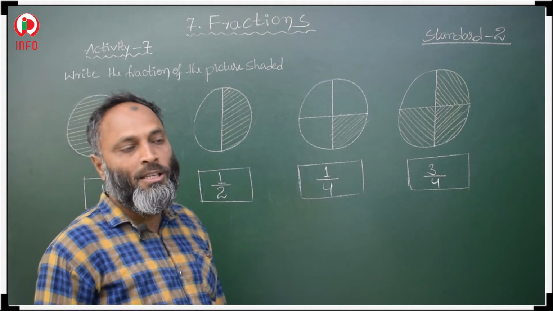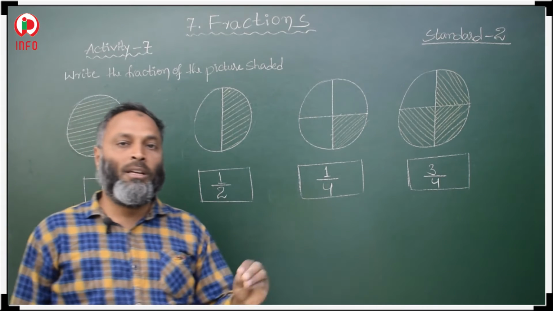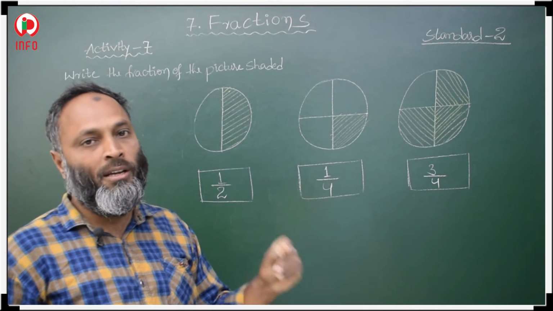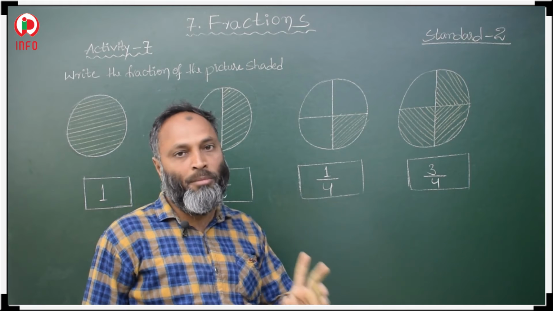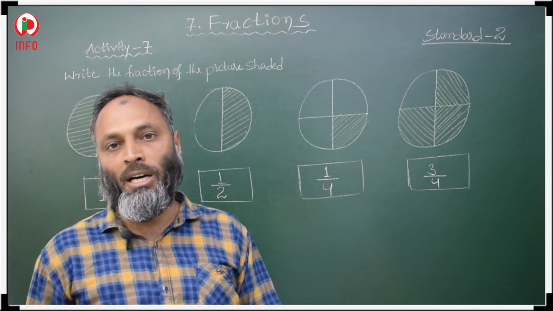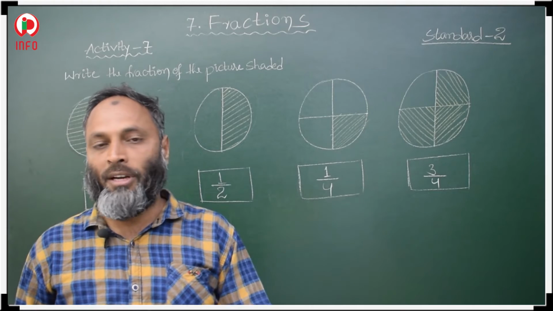Okay. So, this is about shading parts of a fraction. Whenever shading parts, we first write in the denominator the complete number of equal parts there are. Then in the numerator, we write how many are shaded.